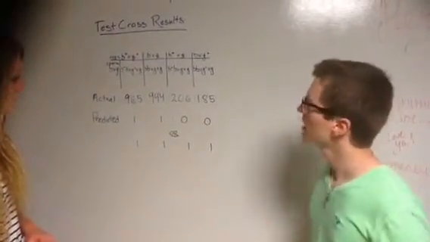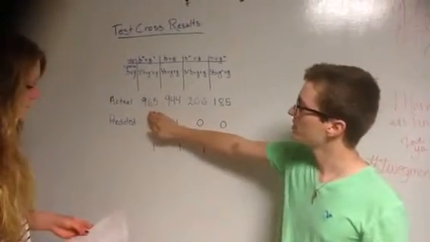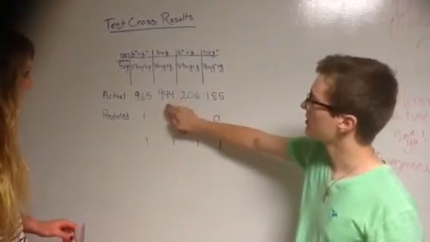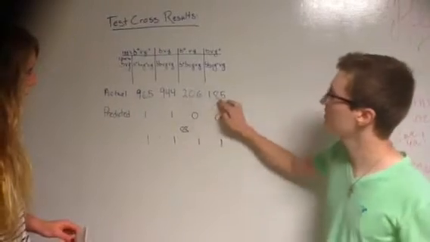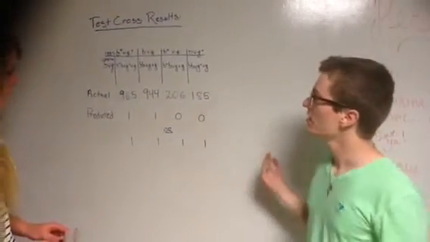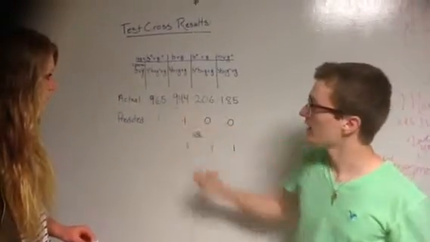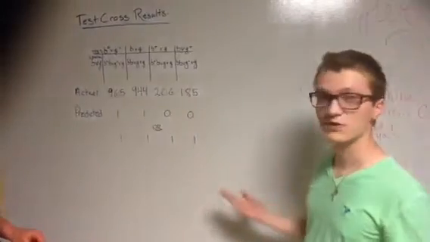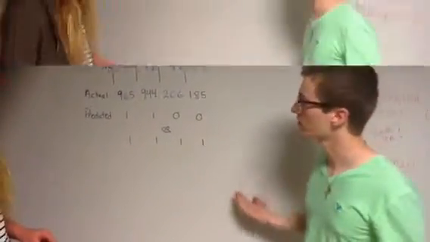The actual results he got were B plus VG plus 965, b VG 944, B plus VG 206, and b VG plus 185. This shows us that these two, as you can tell, are significantly higher. This is because they're on the same chromosome, as you can see here, even though the results are not exact. That's just what it shows.